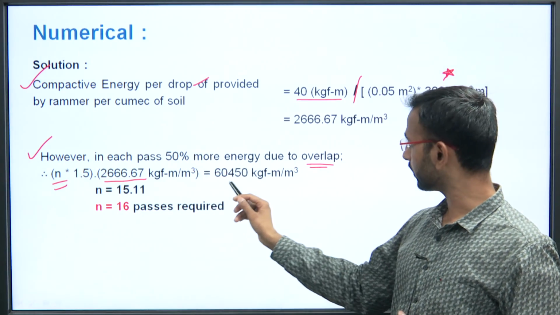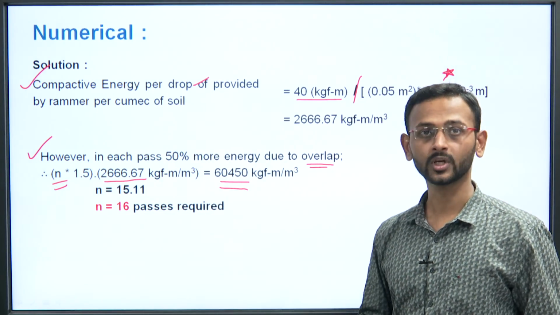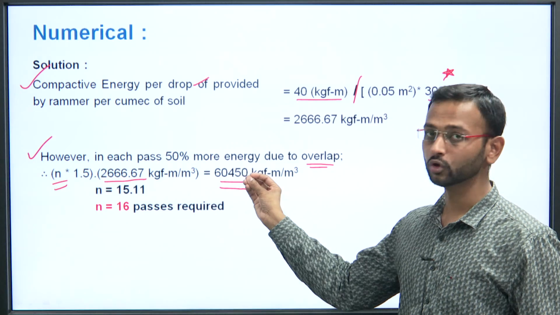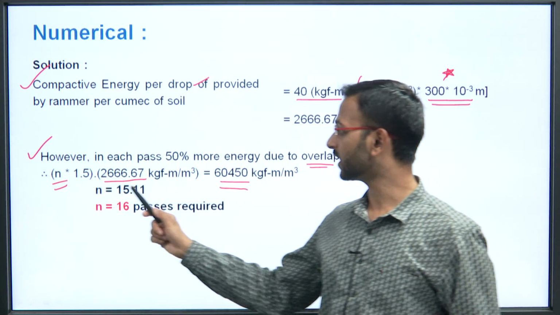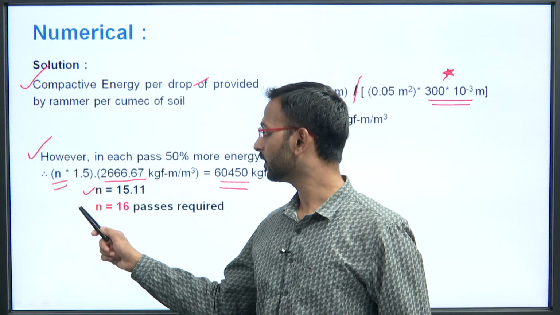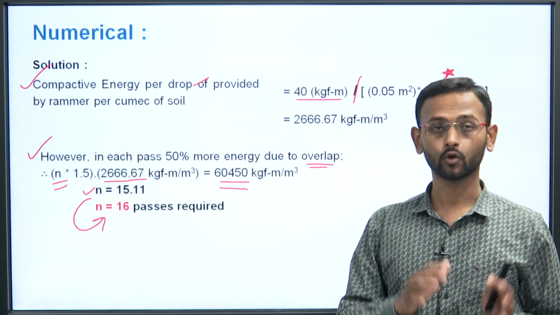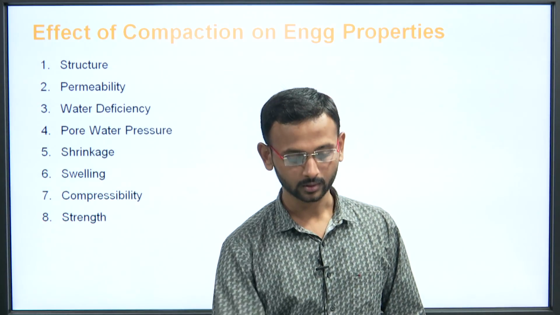That will be equal to the final energy that has to be imparted, and the final energy that has to be imparted is equal to the IS light compaction test, which is given in the question here. So n comes out to be 15.11, so we can round it off, and 16 passes will be required for compacting the entire soil by the rammer.